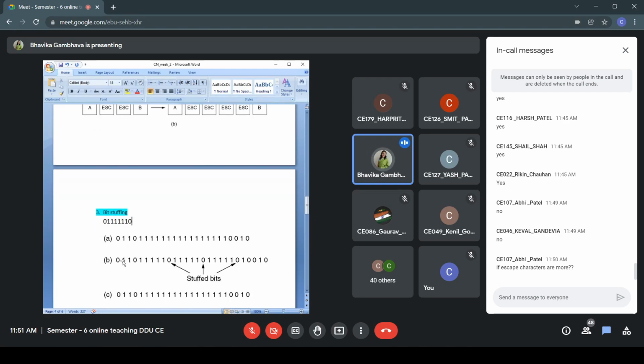So whenever the receiver is receiving this string, what will it do? It will receive 0, 1, 1, 0. And then it will count that, okay, these are 5 ones. That means this 0 was stuffed. It was inserted. It will remove that. Again, it will count 5 ones. It will preserve them. This 0 which was inserted will be removed by the receiver. This will be removed by the receiver.